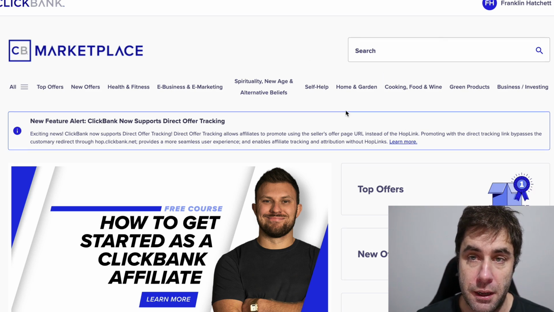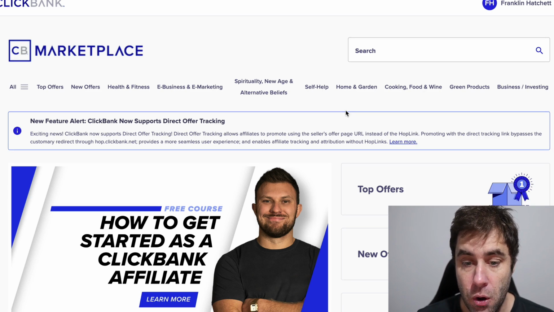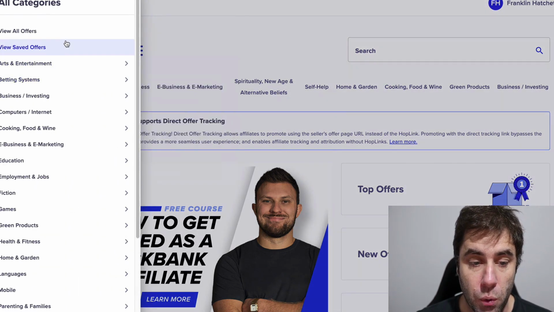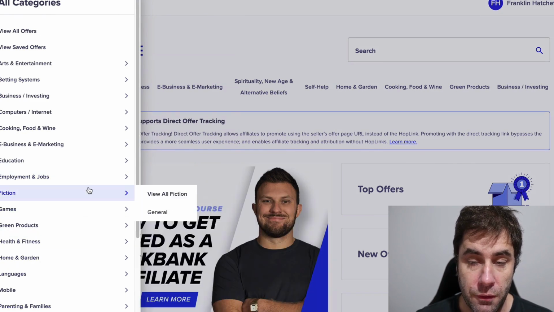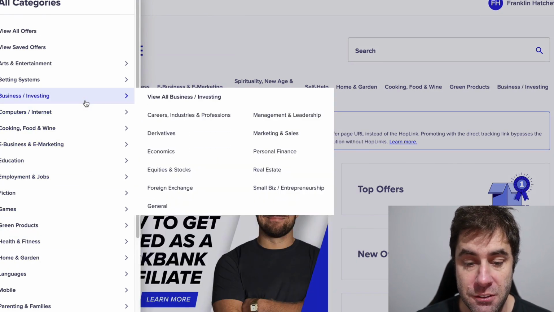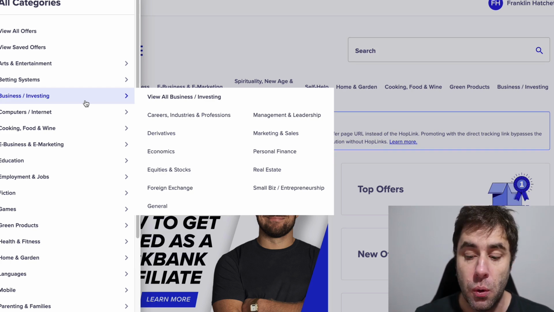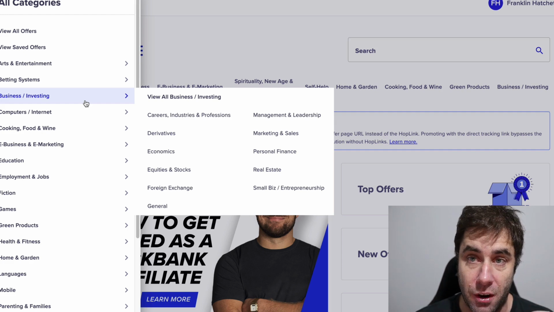This is the marketplace. On the marketplace, there is a list of offers in specific categories. So we have top offers, new offers, health and fitness, e-business. All of these offers, we can go to right here, and it's got them all on the left side. Now, to save you the pain of going through testing and finding offers, what I do is I actually find the offers for you already, and I explain to you how you can make money with them and take you through the process with that particular offer.